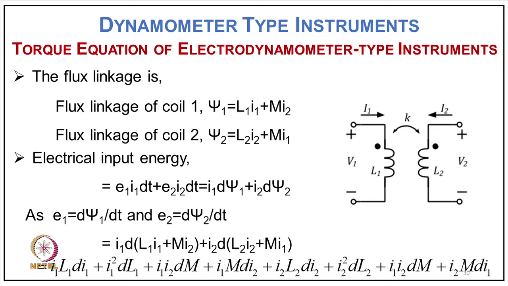So, it will be equal to I1 d(L1 I1 + M I2) and I2 d(L2 I2 + M I1), which equals I1 L1 dI1 + I1² dL1 + I1 I2 dM + I1 M dI2 + I2 L2 dI2 + I2² dL2 + I1 I2 dM + I2 M dI1.